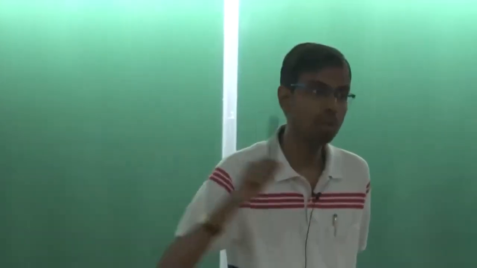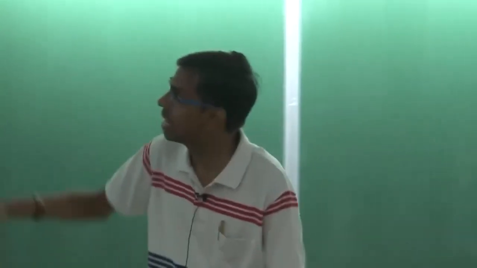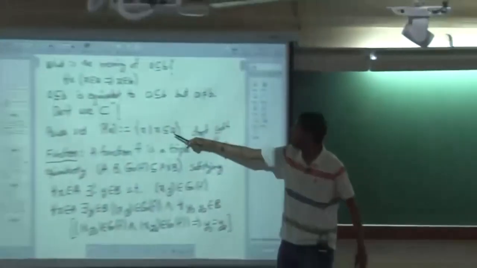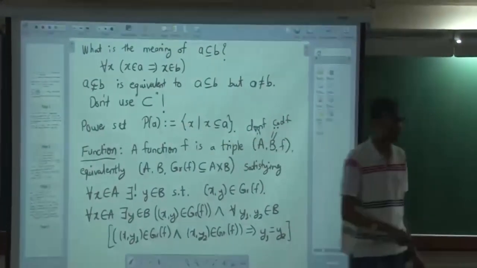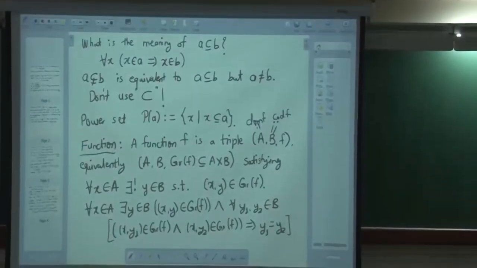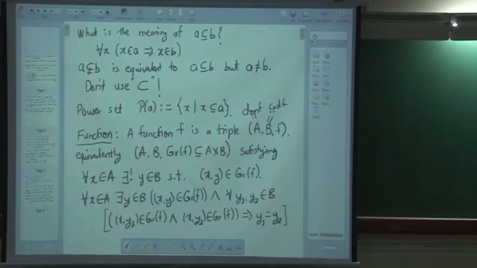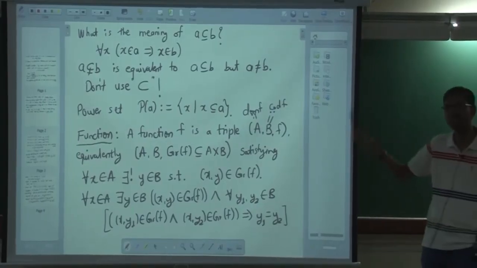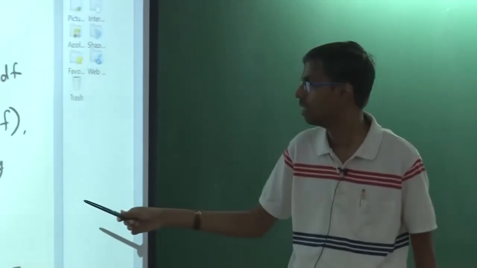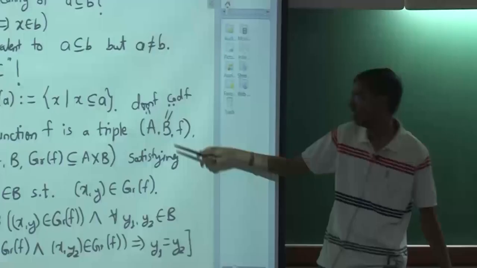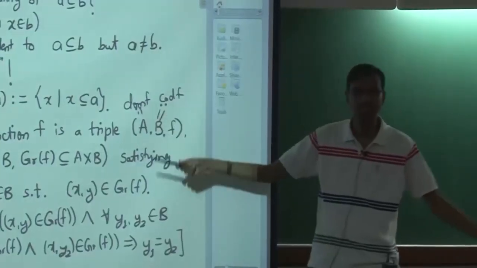Understood the argument? No? I will repeat. Graph of F is an element of the power set of A cross B. Yeah, because it's a subset. That's how we define power set. Yes? All subsets are elements of the power set. Right. So graph of F is an element of the power set of A cross B. By the way, I will randomly switch between capital letters and small letters. Yeah, don't mind that. Everything is a set.